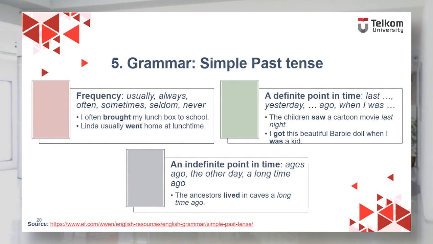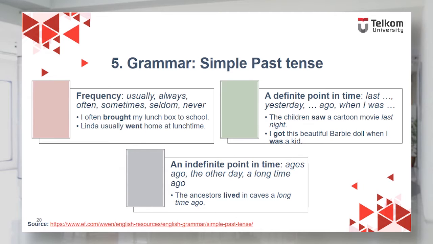Now, let's talk more about the simple past tense. Frequency, such as usually, always, often, sometimes, seldom, and never. Examples: I often brought my lunchbox to school. Linda usually went home at lunchtime.